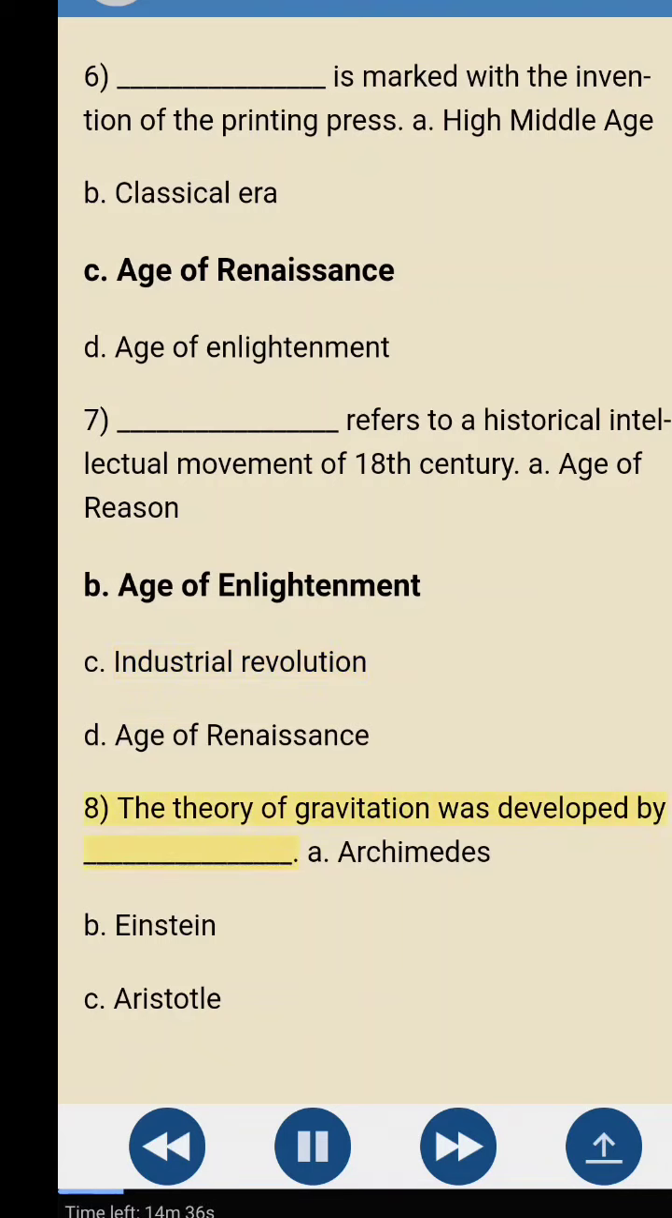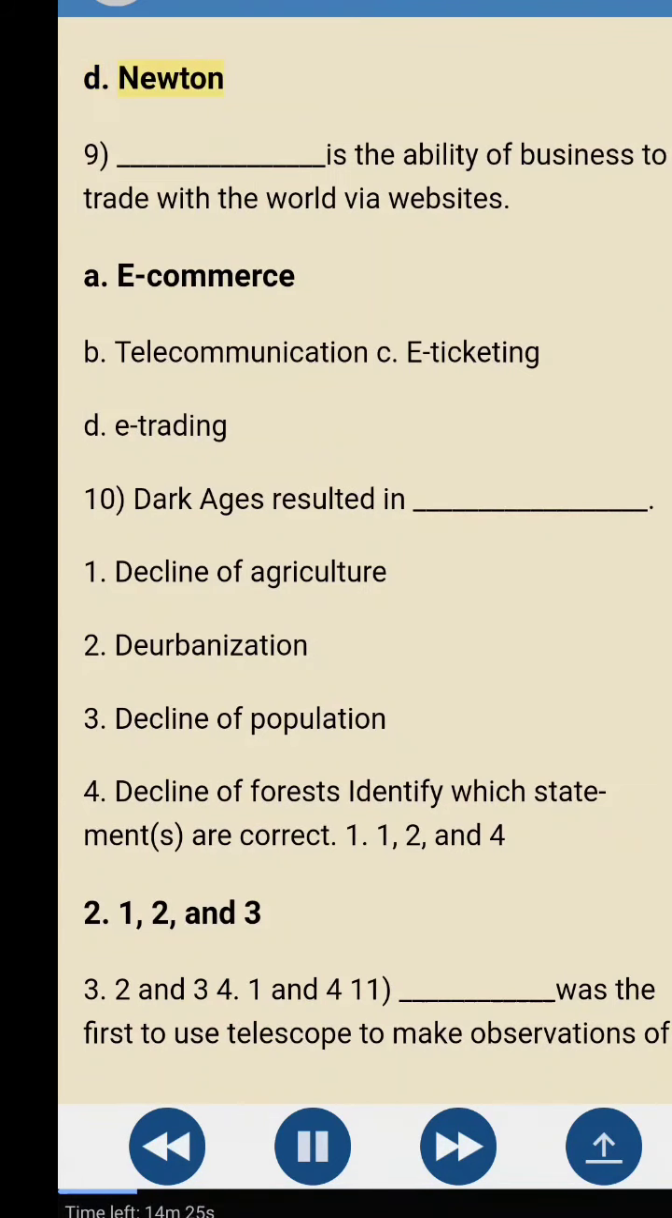8. The theory of gravitation was developed by blank. A. Archimedes. B. Einstein. C. Aristotle. D. Newton. 9. Blank is the ability of business to trade with the world via websites. A. E-commerce. B. Telecommunications. C. E-ticketing. D. E-trading. 10. Dark Ages resulted in blank.